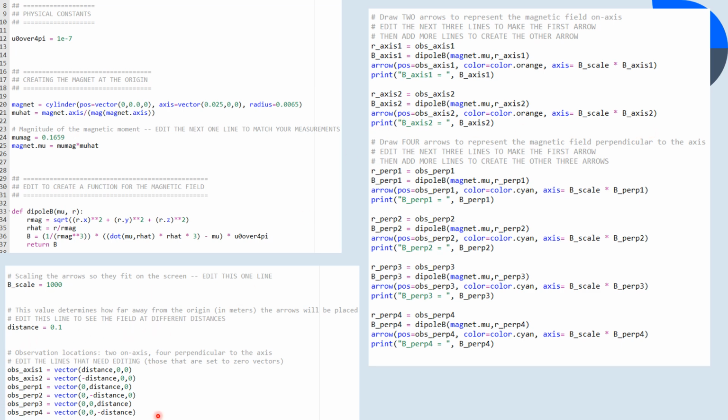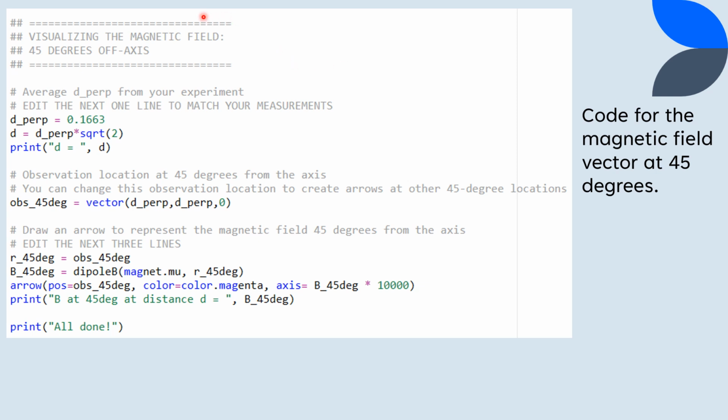Based off these observation points here, for putting in those vectors, you have to find the perpendicular vectors from the off-axis calculations. So with your average from the d perpendicular, distance perpendicular, which is 0.1663, you use that to make a magenta vector that shows the magnetic field at 45 degrees.